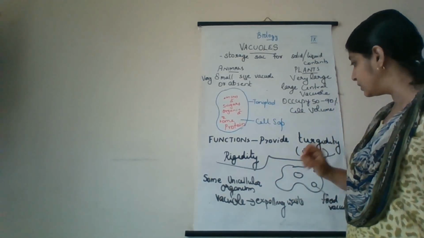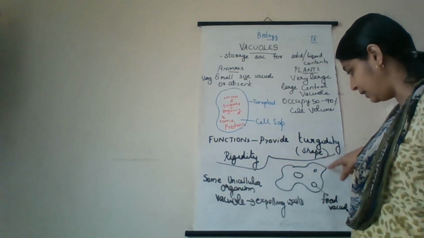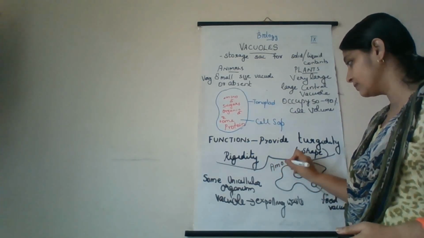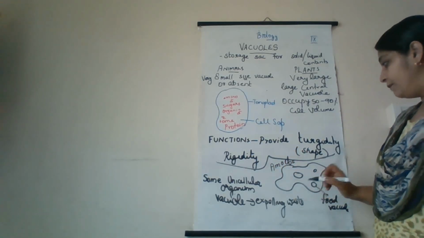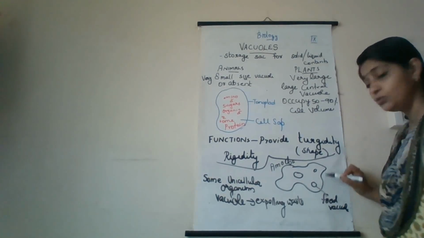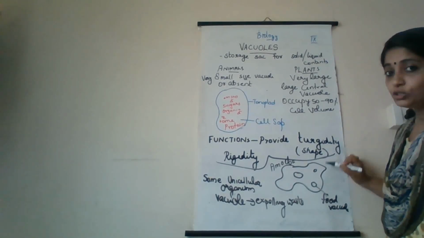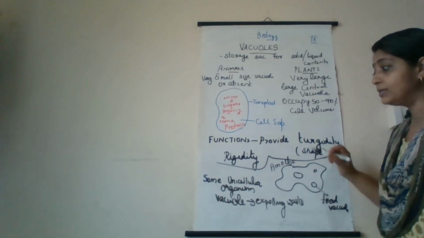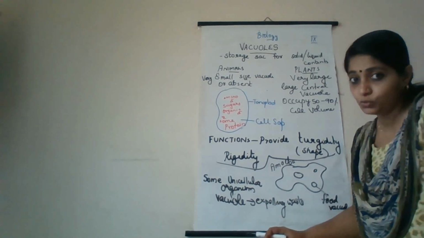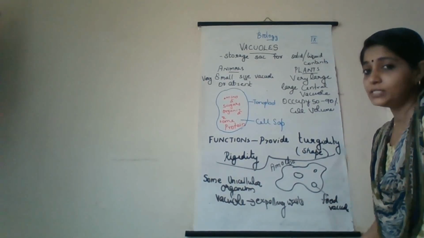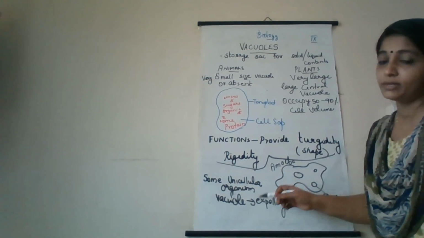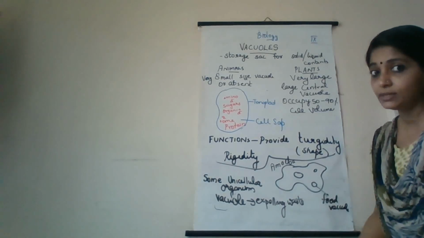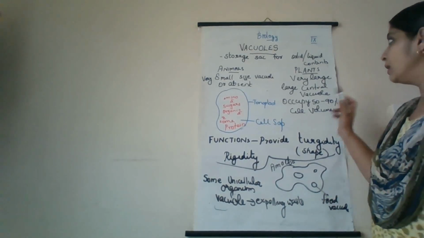Now coming to unicellular organisms like amoeba. In amoeba, we can see food vacuoles. Food vacuoles help to store the food, and the food digestion takes place inside these food vacuoles. In some other unicellular organisms, vacuoles are there for expelling waste materials and excess water out of the body. So this is all about the vacuoles.